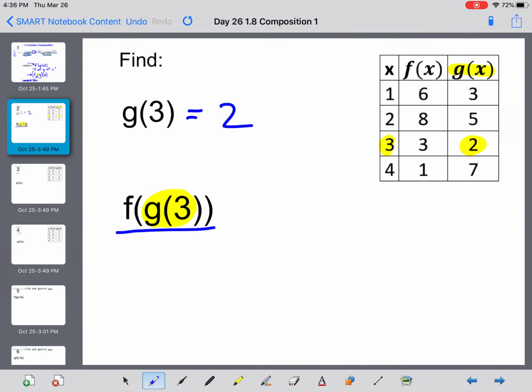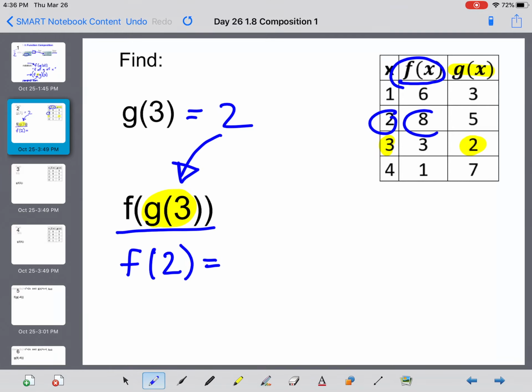So I'm going to use that piece of information because I now know what g of 3 is. So I'm going to substitute in the 2 that we found because that is equal to g of 3. So now this turns into a new problem where we're going to be determining what f of 2 is going to be. So that tells me go to function f, and then go to 2, and then whatever f at 2 is going to be my value. So f of 2 is 8, so that tells me f of g of 3 is equal to 8.